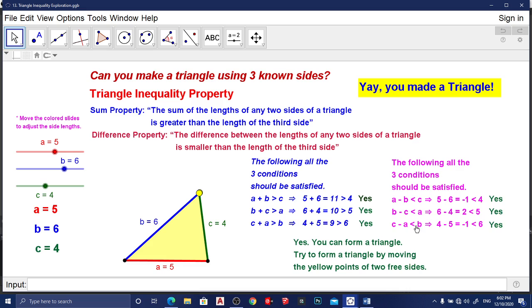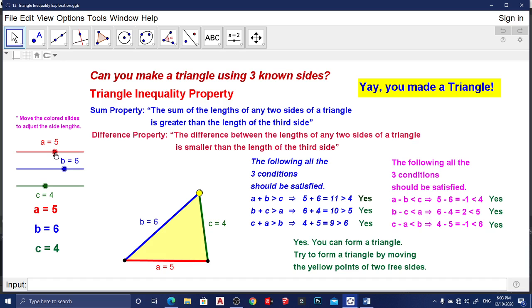C minus A is less than B. What is C here? 4. A is 5. 4 minus 5 is minus 1, because it is a negative number. This is also less than the third side, 6. This is also satisfied. So all three conditions are satisfied. So this 5, 6 and 4 belongs to the triangle ABC.